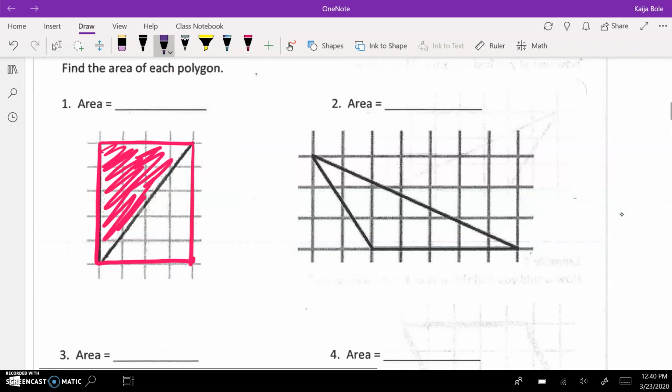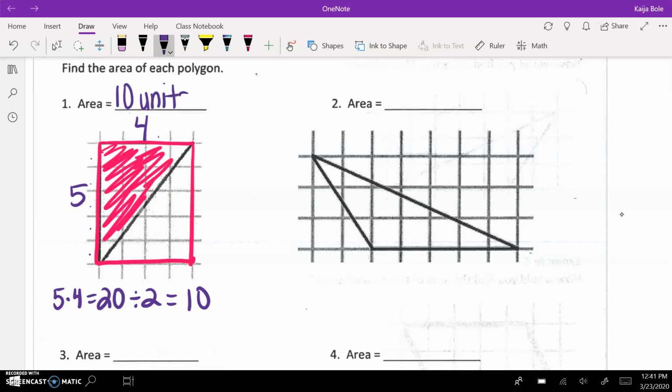So if I count my boxes, I've got 1, 2, 3, 4 going across the top, then 1, 2, 3, 4, 5 going down the side. So in total, I would have 4 times 5, which would be 20 boxes. But then I need to take my 20 and divide it by 2. So I would get 10 as just my triangle, so my area would be 10 units squared.